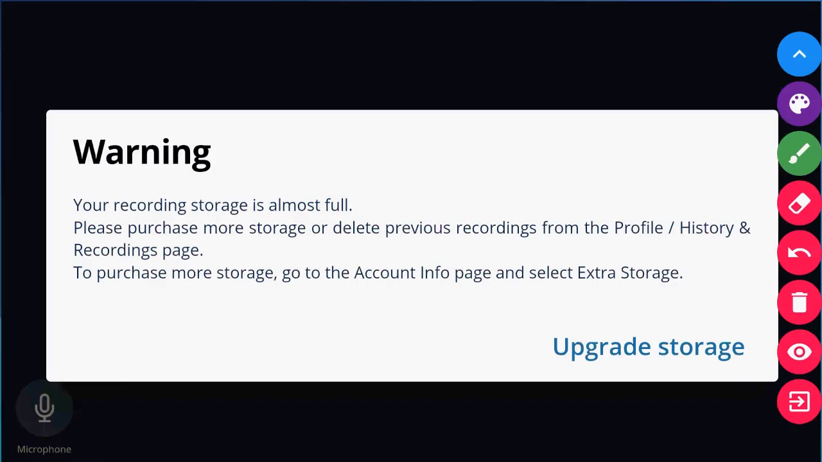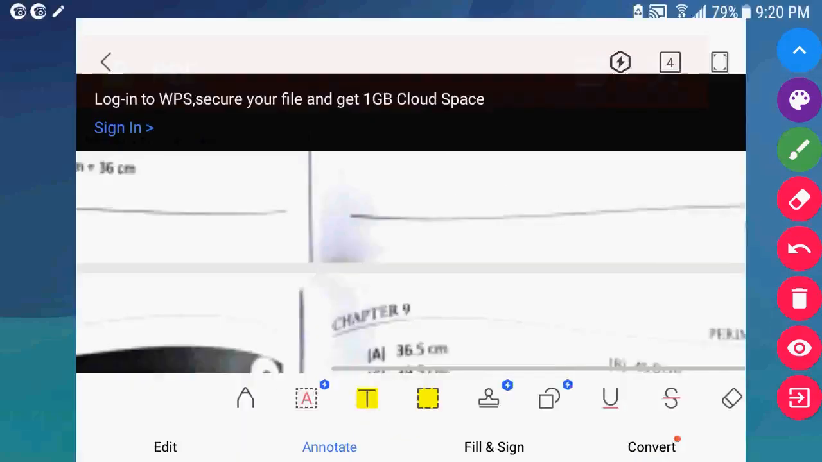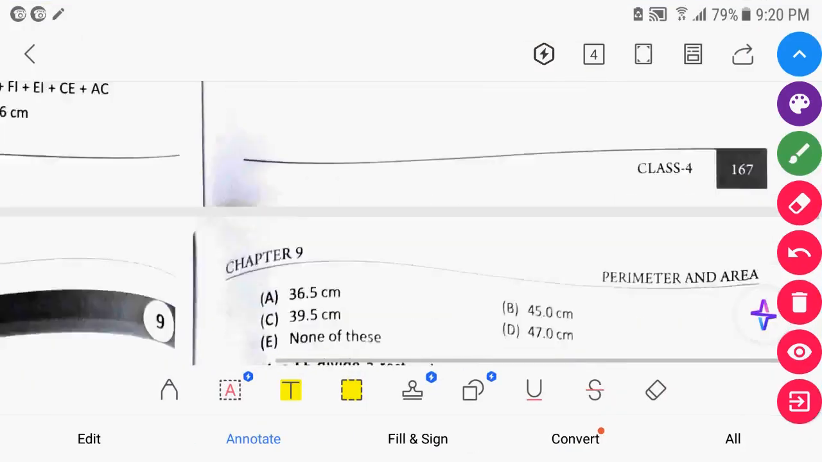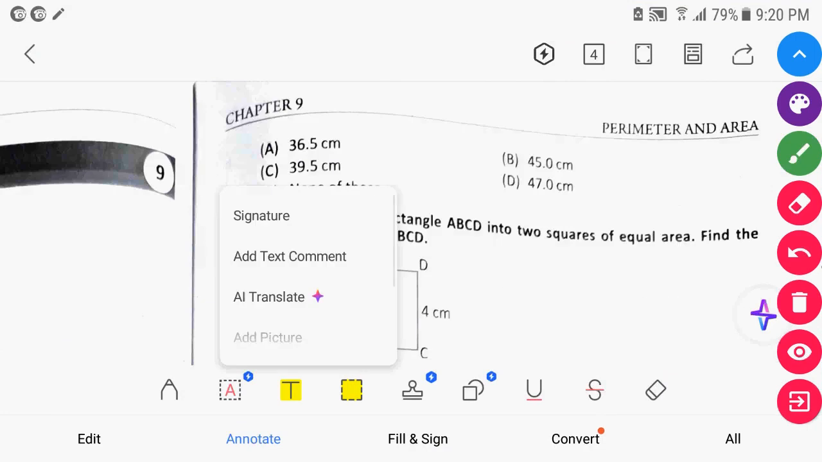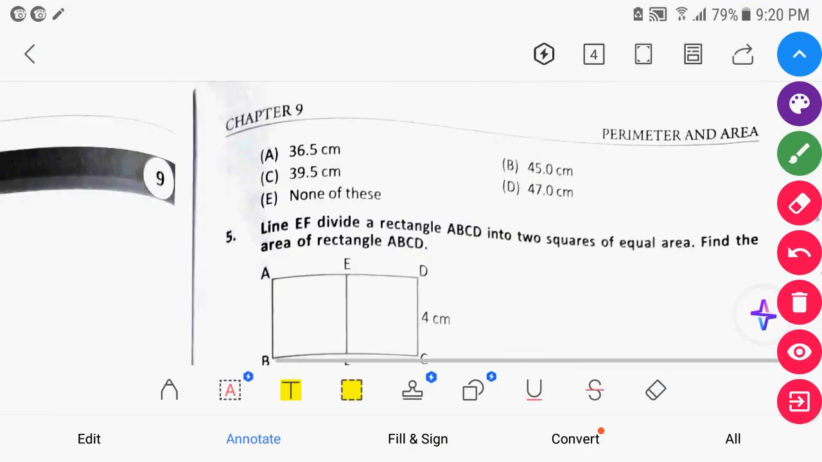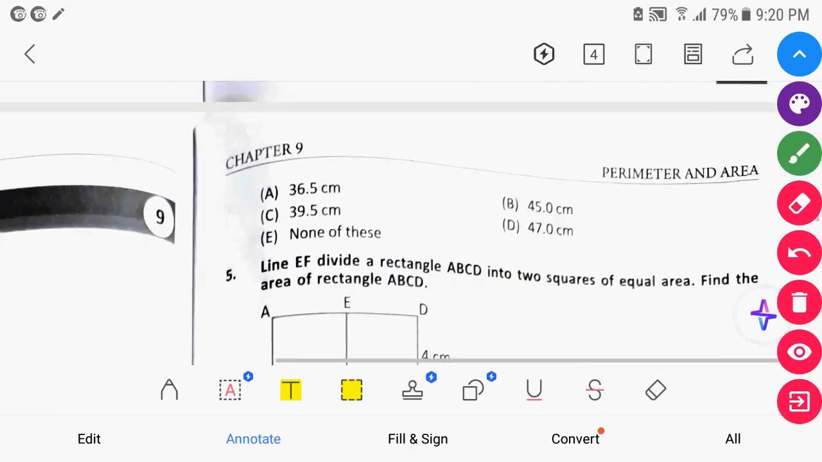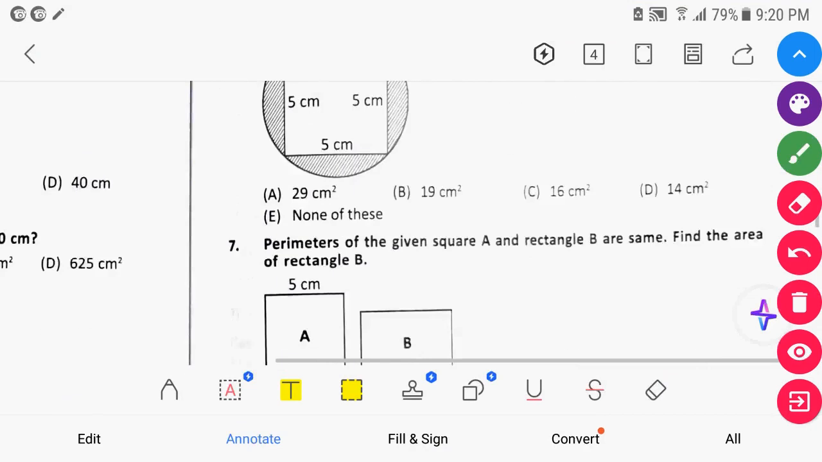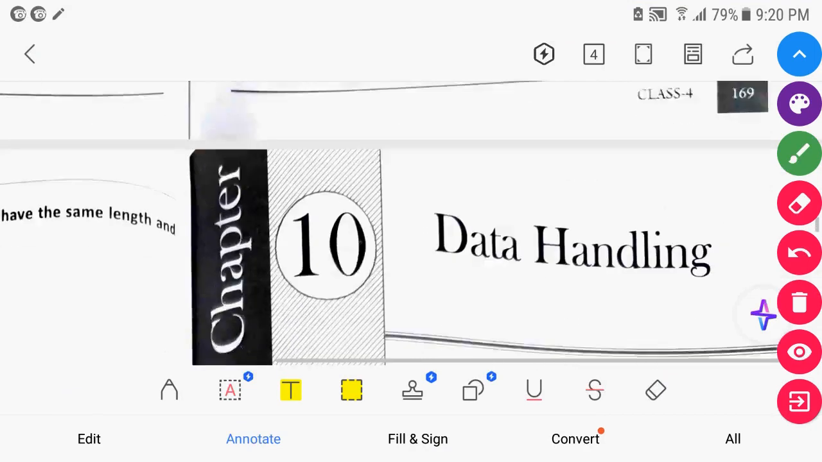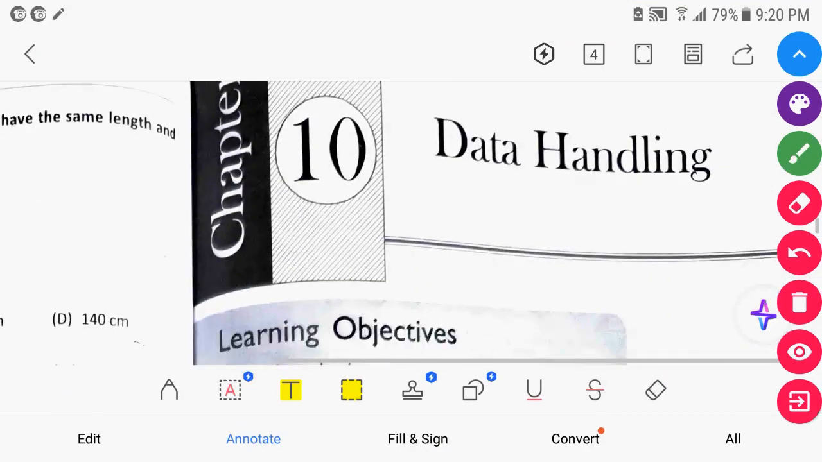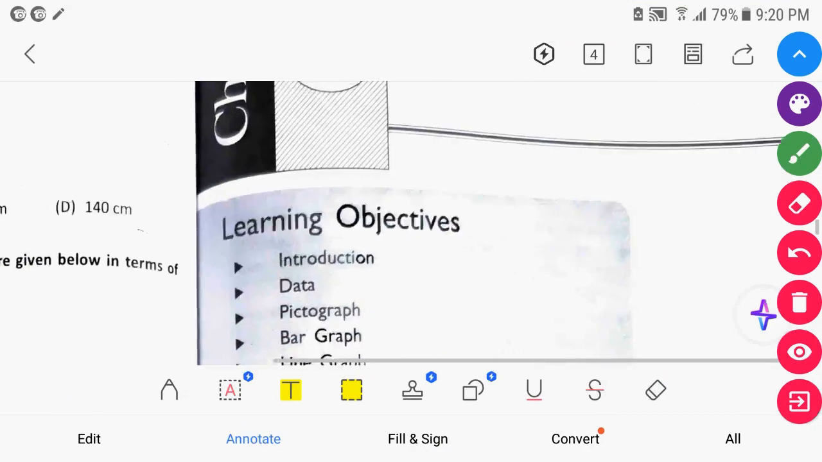Okay, so friends, I'm Dr. Hinawani and we are learning some topics related to the Olympiad maths exam. Now we had learned perimeter and area in the last session. Now we are moving ahead to data handling.